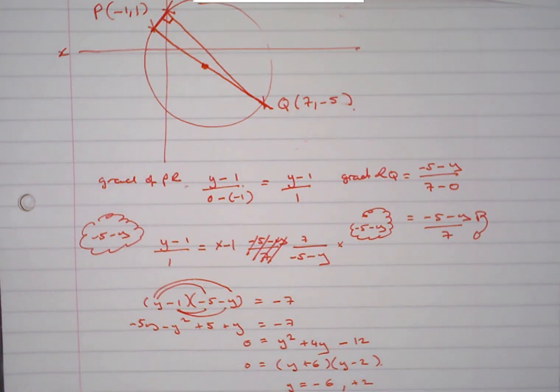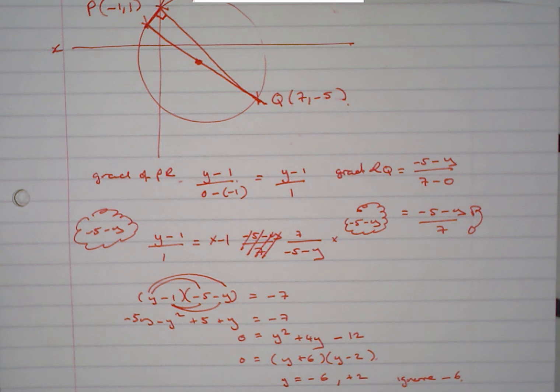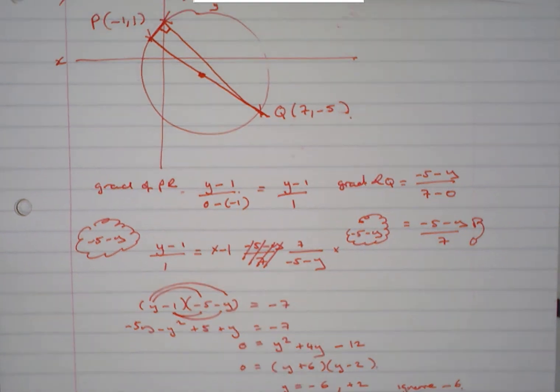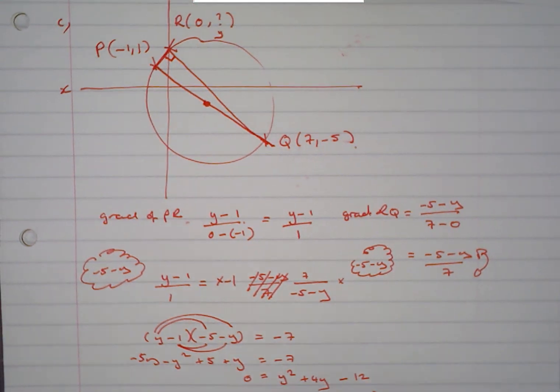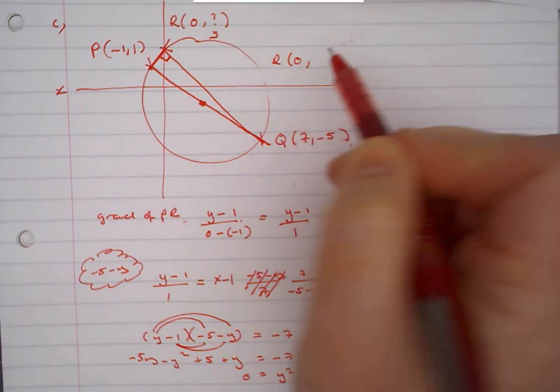Now, as we're dealing with lengths in the real world, there's no such thing as a minus length in this particular example, so we can ignore the minus 6. So my answer is that the coordinates for R is that R is equal to 0 and 2.